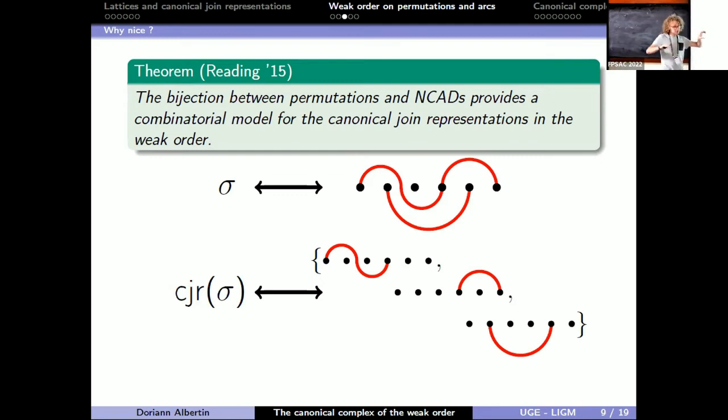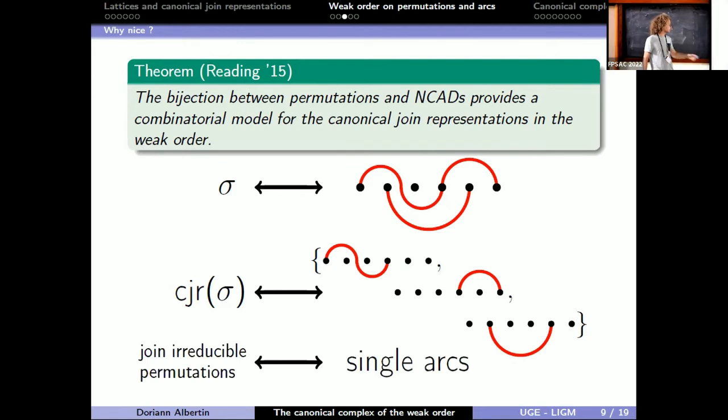You get a bunch of arcs. Each of these is a non-crossing arc diagram. And each of these corresponds to a permutation. And these permutations are the canonical join representation of this permutation. So that's why it's nice. And in particular, the join irreducible permutations will be in correspondence through this bijection with the single arc diagrams. So really, these arcs encode the join irreducibles and canonical join representations in the right weak order.